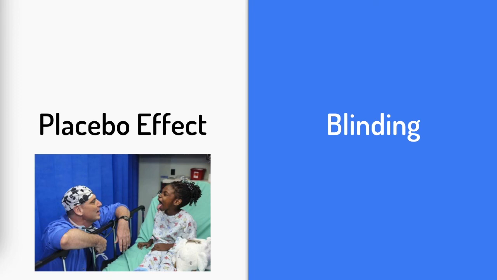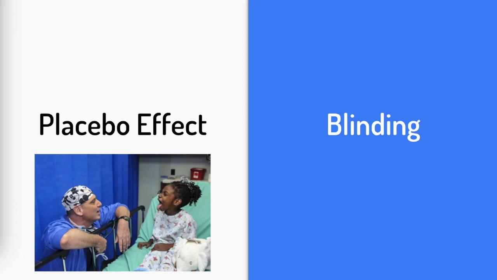So the placebo effect is a phenomenon that could occur, and you can't really do anything about it. But blinding is something you can do. You can change it in your experiment. So why would you want to do blinding in your experiment?